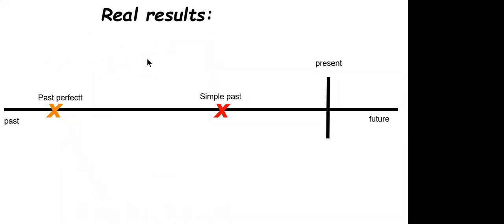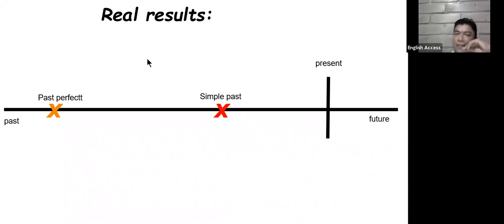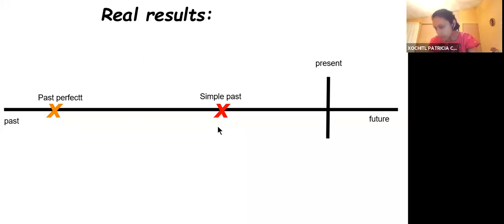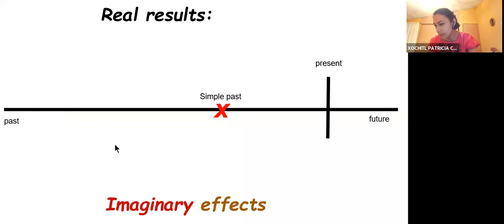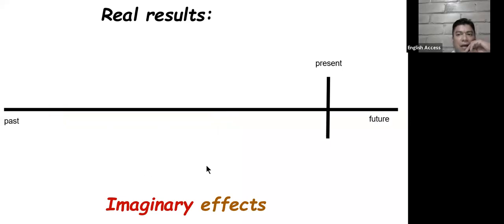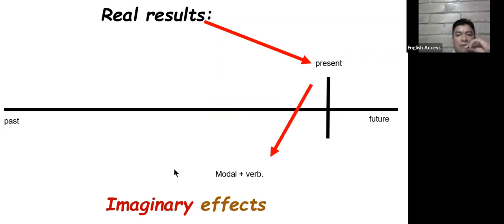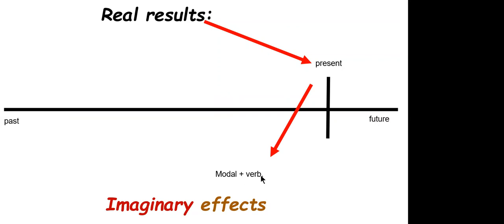Now we talk about the results. Remember, results are always with would. What changes is would plus verb, or would plus have plus past participle. Now, real results in the present: the imaginary effect is modal plus verb.